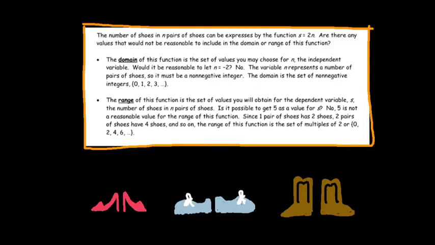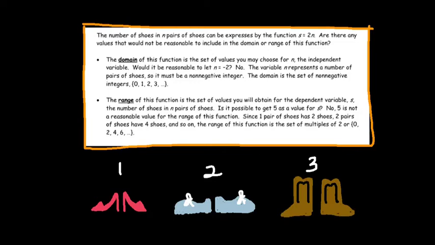So when I talk about the domain for this, I'm talking about the number of pairs that I would have in my closet. So I could have 0 pairs of shoes, 1 pair of shoes, 2 pair of shoes, 3 pair of shoes, and so on. That would be represented like this. Here's 1 pair, 2 pair, and 3 pair of shoes.